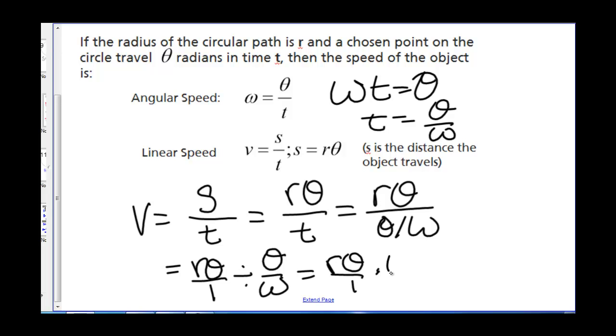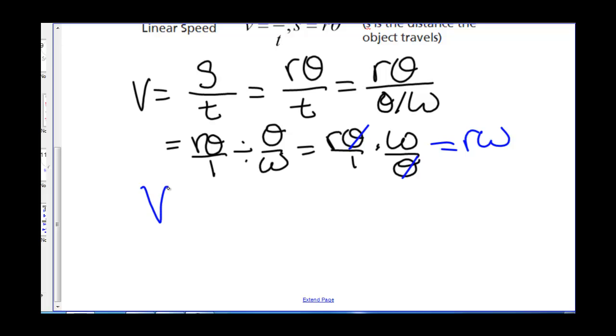So we can write this as r theta over 1 divided by theta over omega, which is r theta over 1 times omega over theta. So the thetas cancel and we get r times omega. So our linear speed equals the radius times our angular speed.